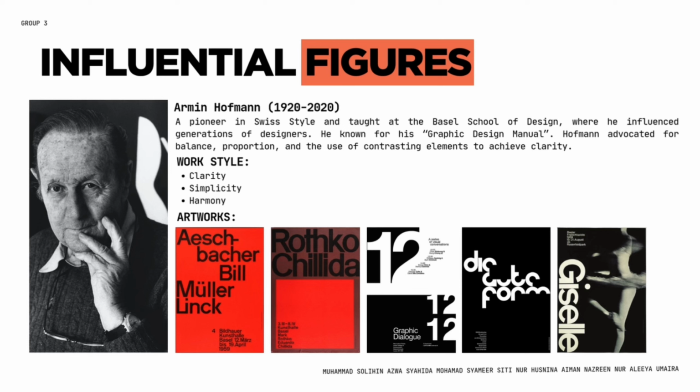Hofmann advocated for balance, proportion, and the use of contrasting elements to achieve clarity. His work style is mostly focused on clarity, simplicity, and harmony, and these are some of the artworks that he created.